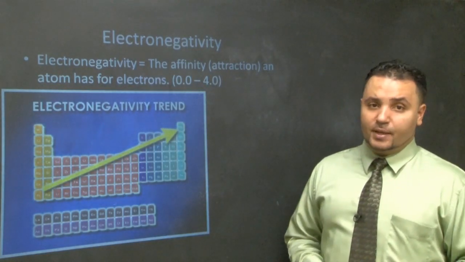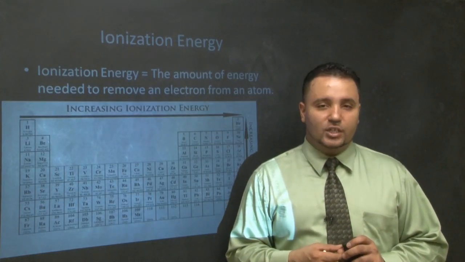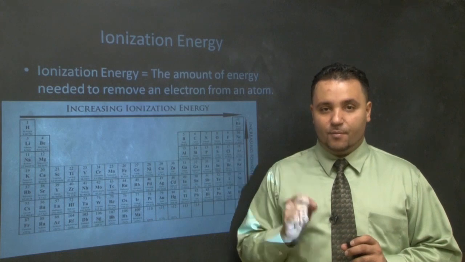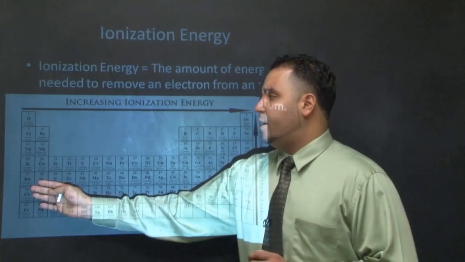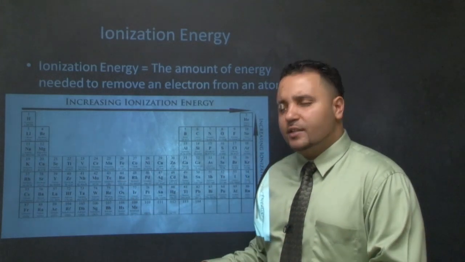Okay, the second one I had mentioned was the ionization energy. This is the amount of energy needed to remove an electron from an atom. So the metals don't mind if you grab an electron from them. They have very low ionization energy.